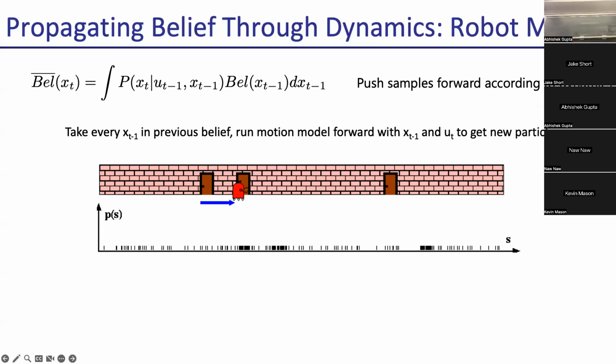So if you take away anything from the last 5 minutes, this line is the only important one. Take every particle in x_{t-1}, stick it through your dynamics model. It gives you a new particle. You've done the dynamics step. Much better than Kalman filtering. Kalman filtering is a waste of time. But this tends to work pretty well.